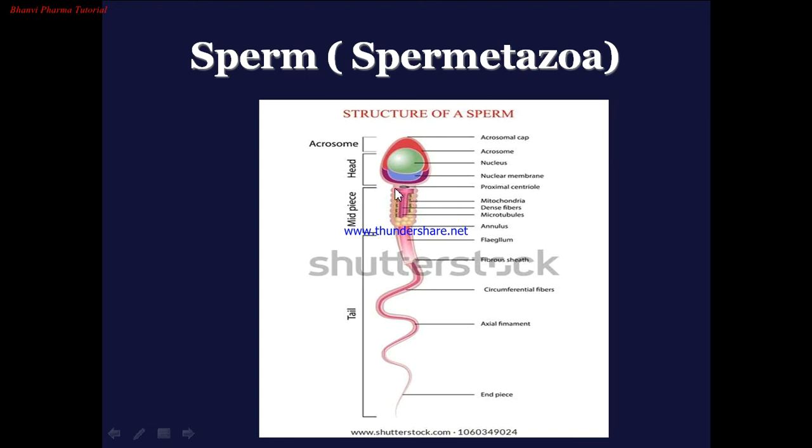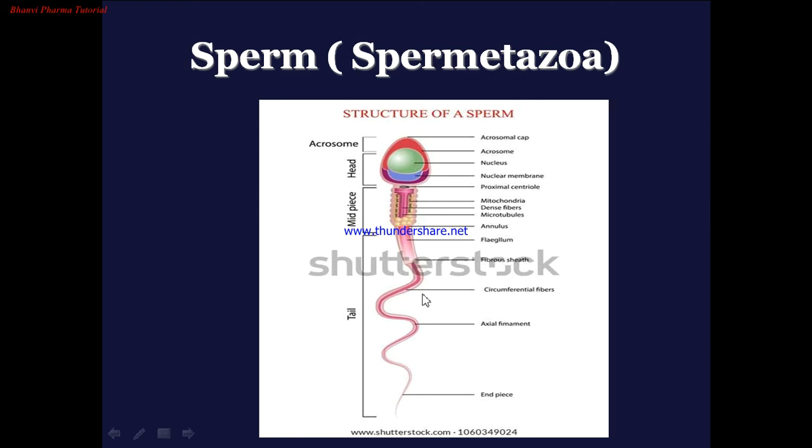Next, in the body part, there is the proximal centriole. After the proximal centriole, in the body part, the mitochondria, dense fibers, microtubules and annulus. And next, the tail part contains flagellum and fibrous sheath, circumferential fibers, axial filament and end piece. These are the parts of the tail.